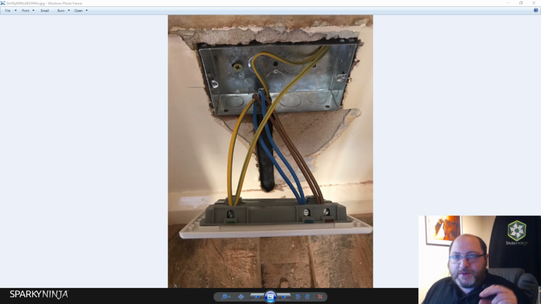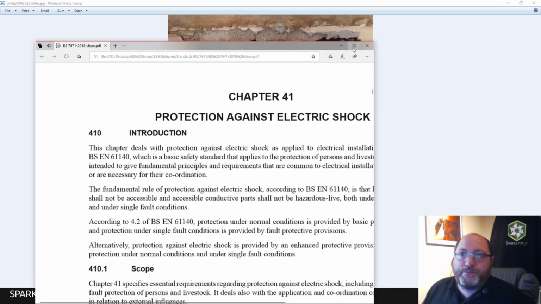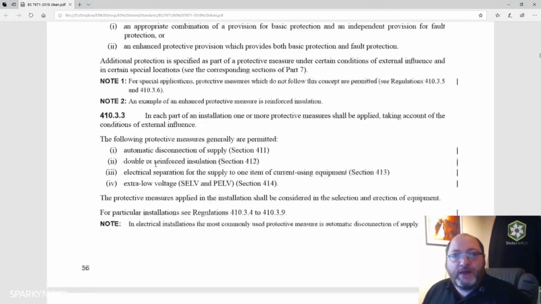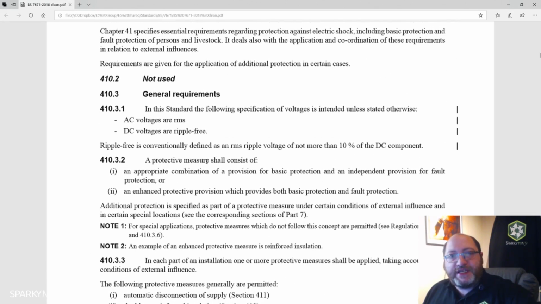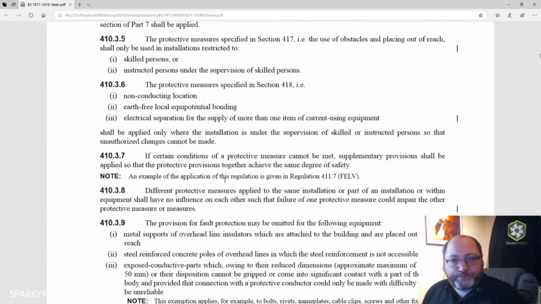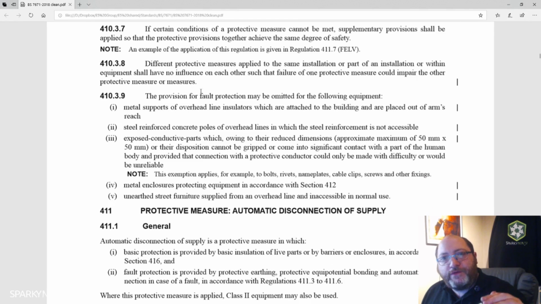Now, there are some circumstances in Chapter 41 that say where fault protection may not be needed, common examples being street furniture and the uninsulated parts of overhead supplies. If I take you there now, Chapter 41, protection against electric shock, it tells us about the requirements here of the protective measures, which will have a combination of basic and independent provision of fault protection, the protective measure here being ADS. If I go down to this bit, it says the provision for fault protection may be omitted for the following equipment.